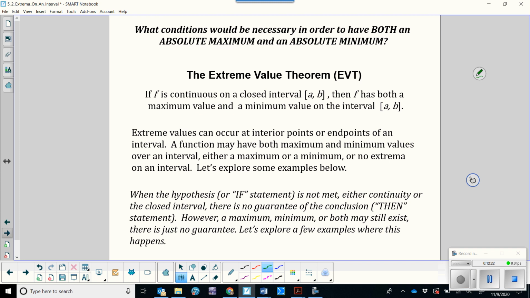If f is continuous on an interval, so again, we always have that stuff that's important. In order to use this theorem, it has to be continuous on a closed interval. So this is important. It has to have endpoints that are included, okay? Then f must have both a maximum and a minimum on the interval. And that's really easy to see. We're going to look at some examples about when the theorem is included or not included.